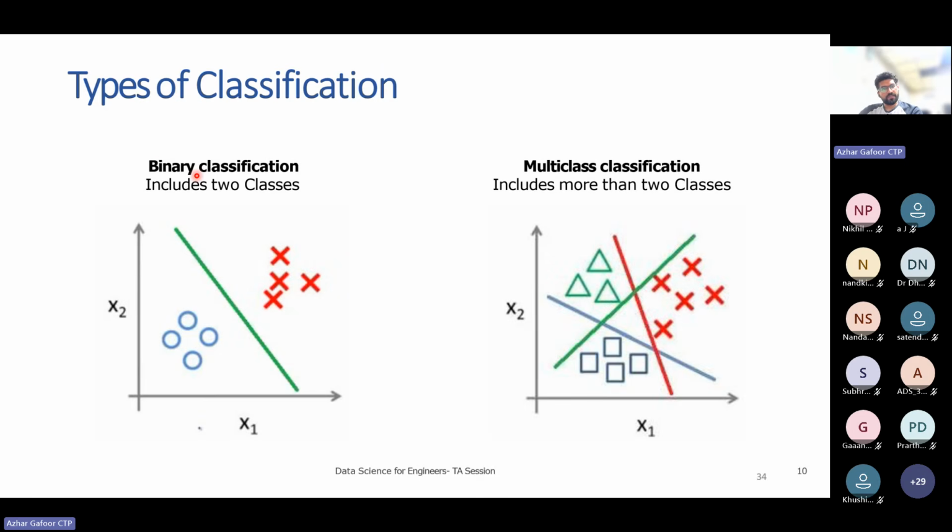So what are the types of classification we have? It can be a binary classification where we encode only two different classes. So it may be one side is circles, one side is crosses. So this is a binary classification. Then we have multi-class classification where more than two classes are involved.